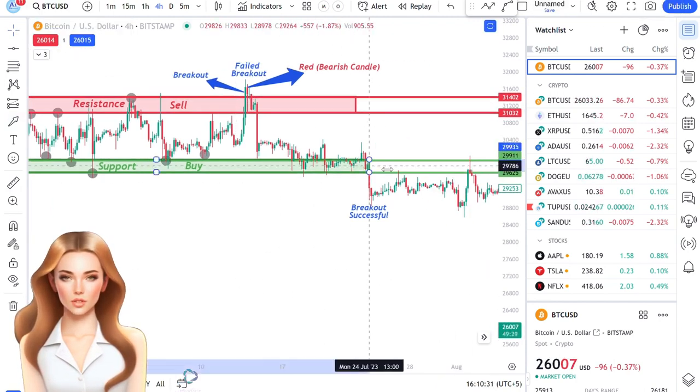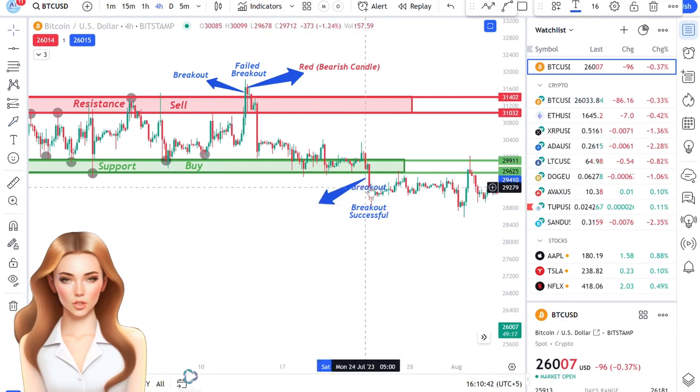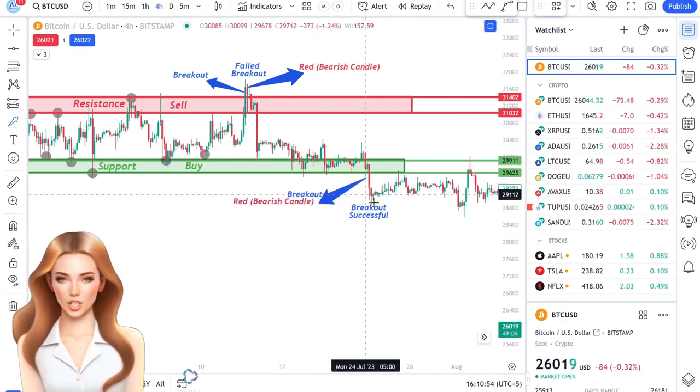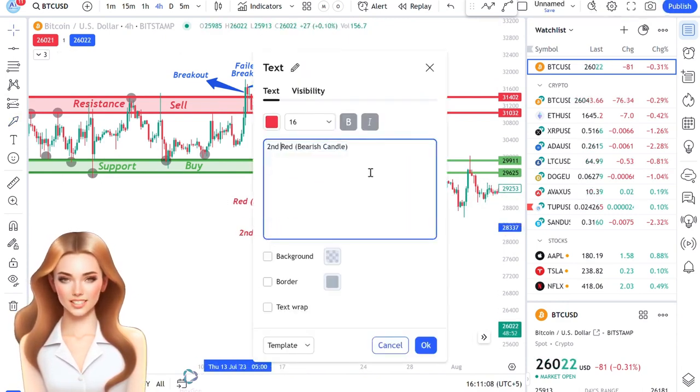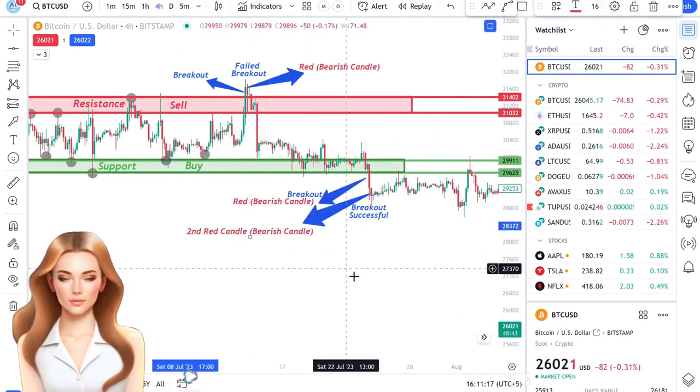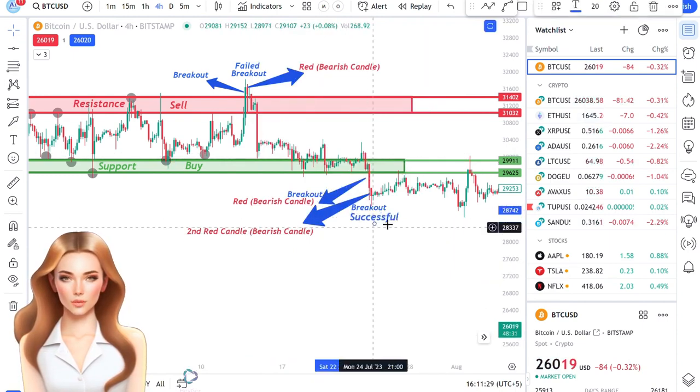Let's take another example. Here you see when price comes into the support zone, a red candle is formed. And price breaks the support zone and starts falling. And the next candle is again formed red. This means price is successful in breaking the support level.